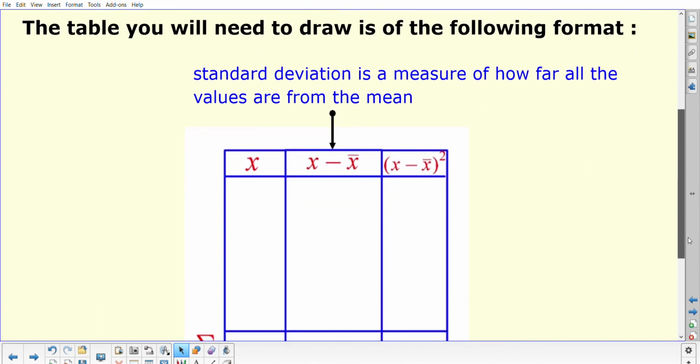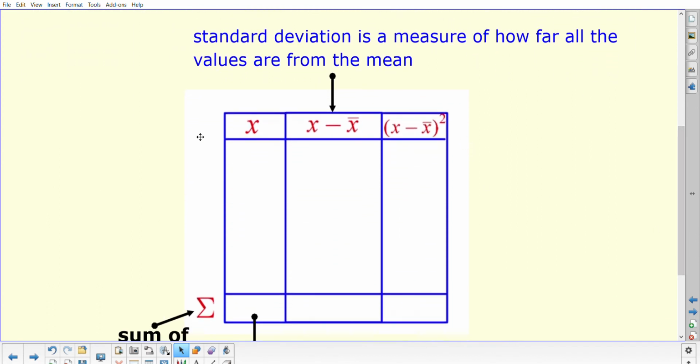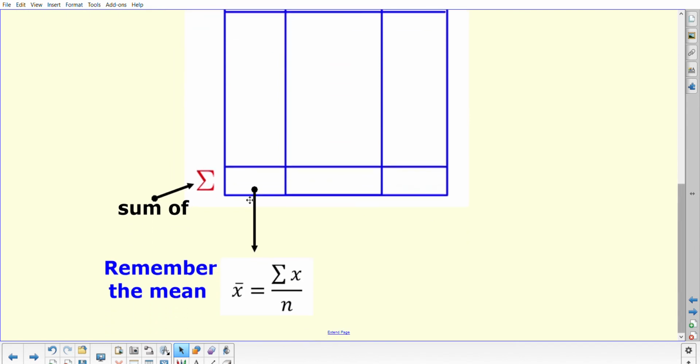And you're going to be drawing this table. You never get shown how to do that. It won't appear in the exam in the sense that they won't actually fill in a table. You're just expected to know that. And standard deviation is a measure of how far away all the values are from the mean. So that's what this bit here is, x minus x bar. Remember that the bottom row is about summing everything.